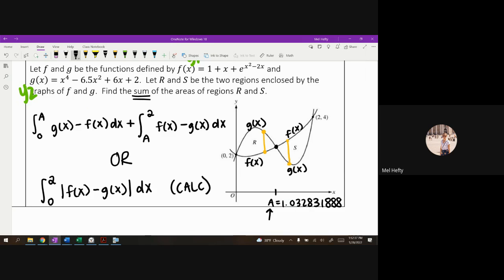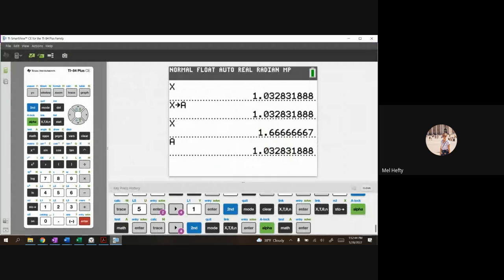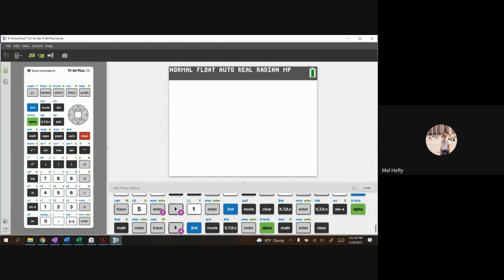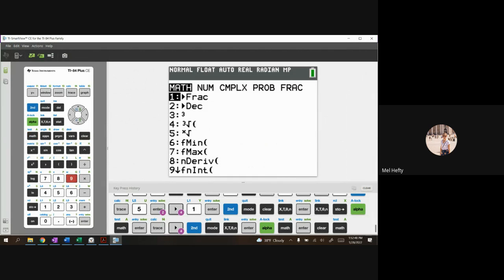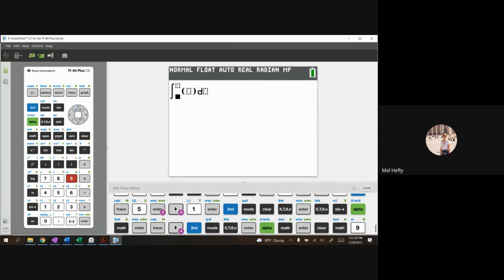All right, last thing I want to do is just show you guys and remind you guys how to reference functions in the calculator, and we're going to sanity check our answer. I'm going to plug in the absolute value one just because it's a little harder to plug in the calculator. So I'm going to do math 9 for my integral. Where are we going from 0 to 2?